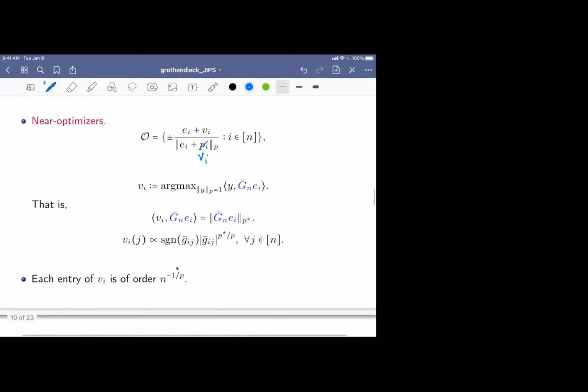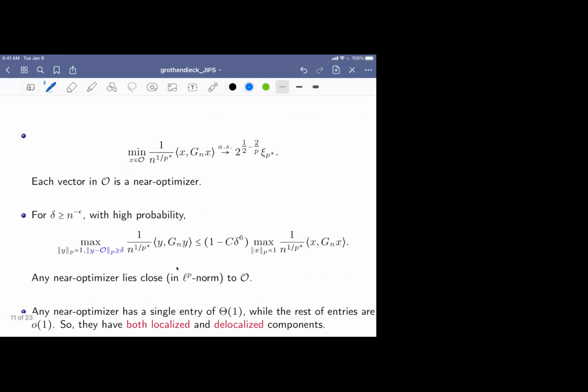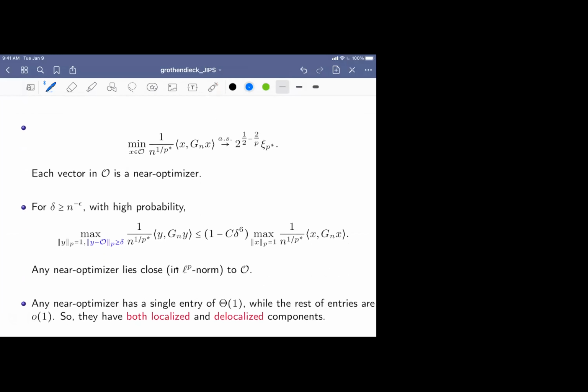So what is the result? The result is, if we take any vector in our set O, then asymptotically it achieves the limiting constant. So that means that each vector in our set O is a near optimizer for our problem. And not only that, our next result says that if we move a bit away from the set O, let's say in LP distance, then the value of the quadratic form actually drops below the maximum value. In other words, any near optimizer lies close to this set O in LP distance.